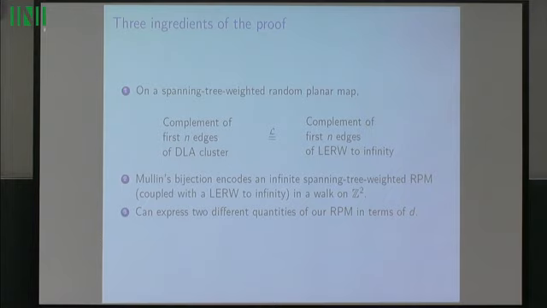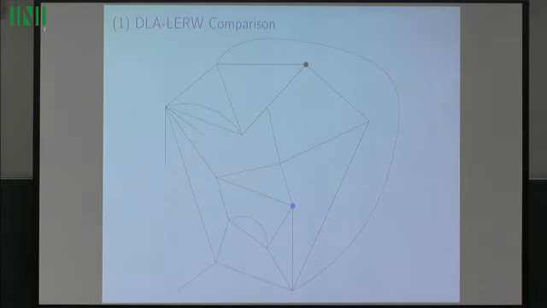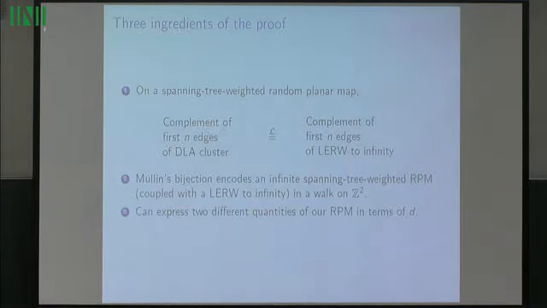And then the third ingredient is, of course, where this dimension d actually shows up, which is that d arises in 2 particular geometric quantities associated with our random planar map. And I'll describe that as well. Okay. So let me first describe this equality in law.